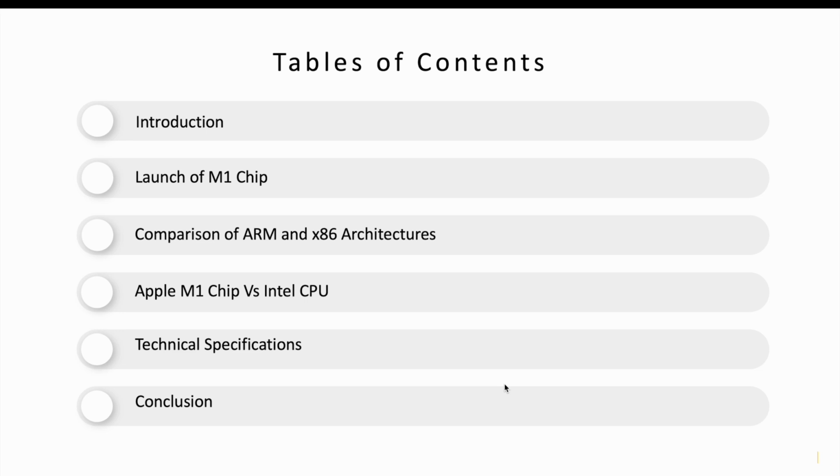We have the table of contents here. We'll start with the introduction and go through the launch of the M1 chip, compare the architecture of the M1 with respect to the previous chips, and compare other functionalities of Apple M1 chip versus Intel. We'll go through a few technical specifications like the performance, the hardware, the software compatibility, and then the conclusion.